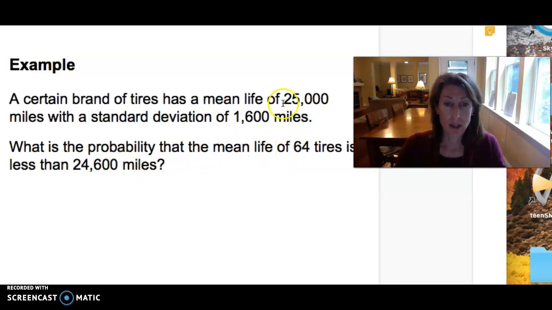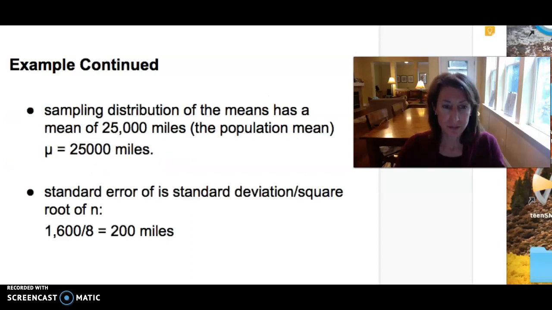Okay, so we know what the mean is, 25,000. We know what the n is, 64. We know what the standard deviation is, 1,600. We need to adjust that to make it a standard error, right? So let's take a look. Like I said, we set the mean equal to 25,000. That was the population mean. That's going to be what's in our distribution in the middle. What's our standard error? The 1,600 miles standard deviation, divided by 8.